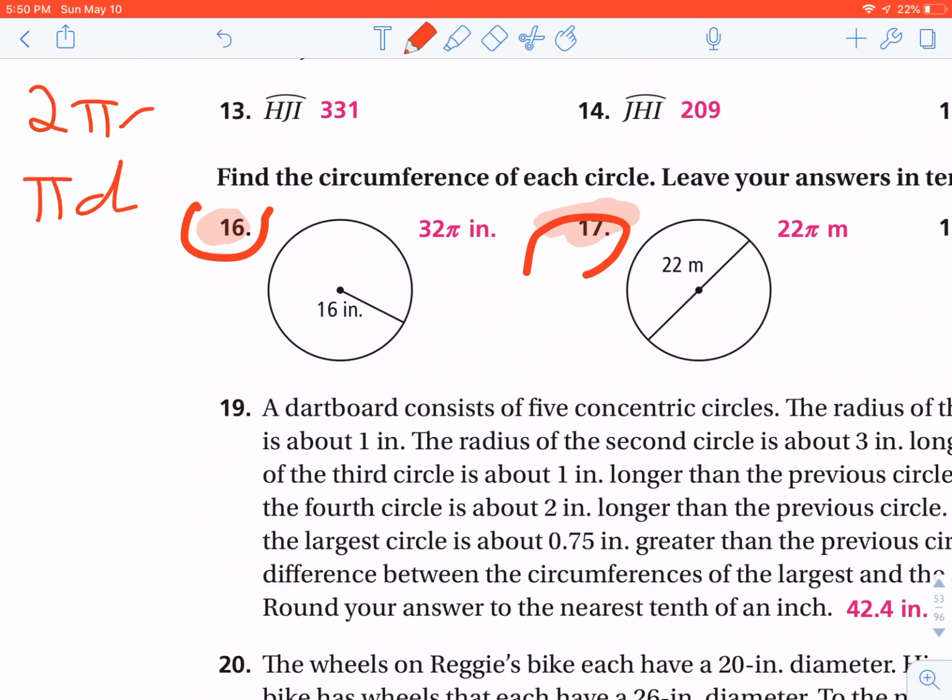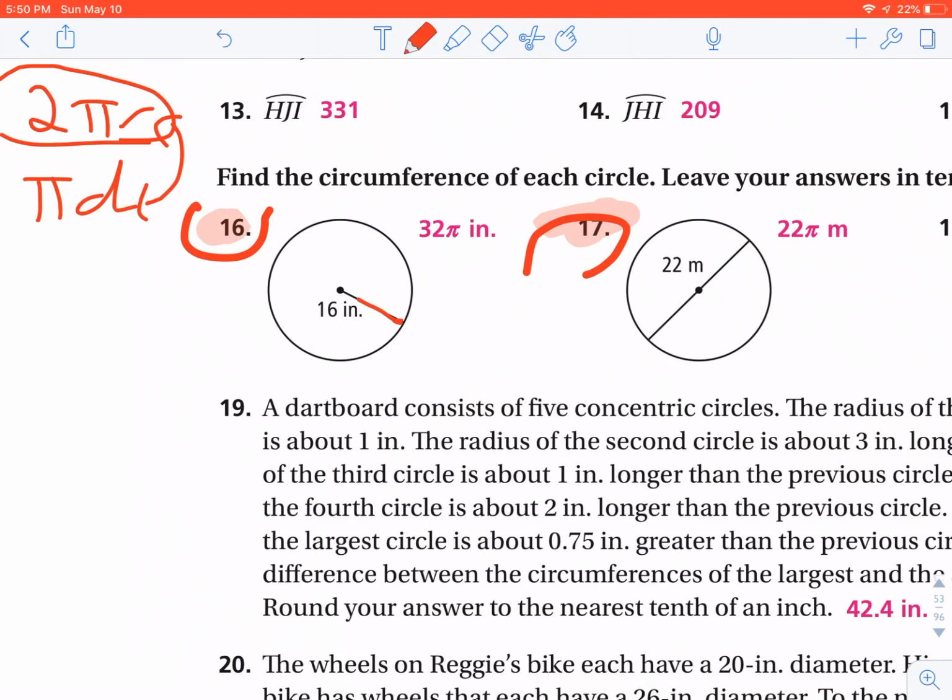If I take a look at number 16, they've given me the radius because it travels from the center to the side of the circle. So I'm going to use the formula that deals with the radius, which is 2 pi r. These are essentially the same thing. If you know the radius, you know the diameter. If you know the diameter, you know the radius. Double the radius, you get the diameter. Take half the diameter, and you get the radius.